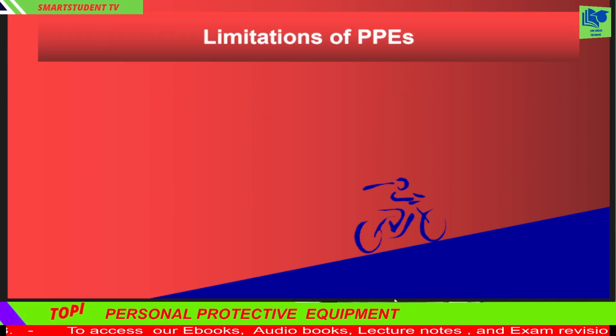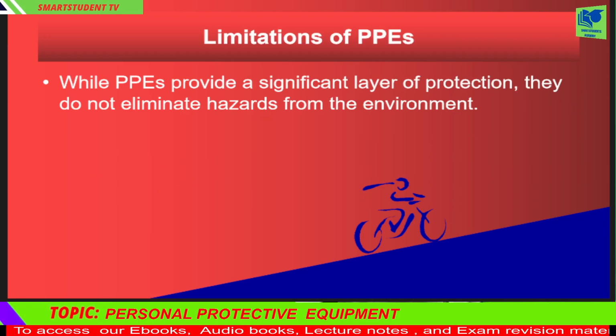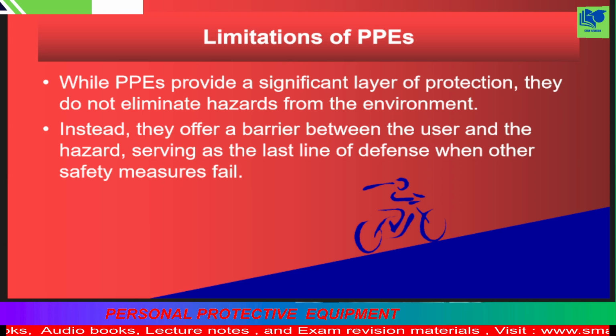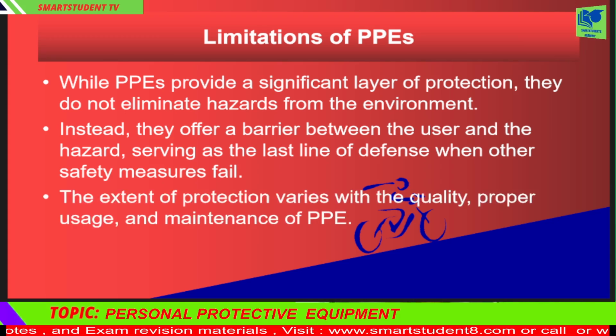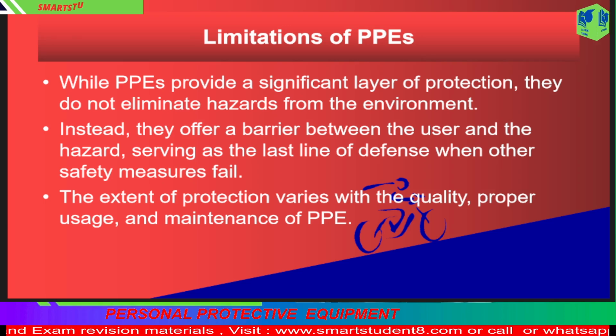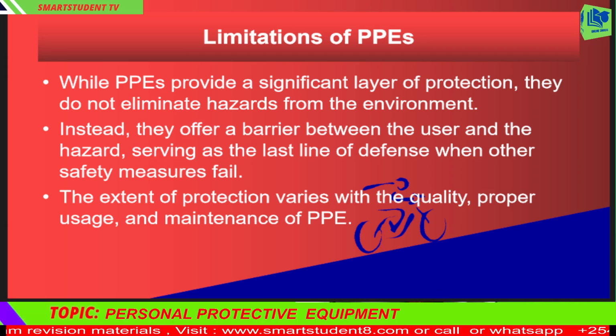However, it is important to understand that while PPEs provide a significant layer of protection, they do not eliminate hazards from the environment. Instead, they offer a barrier between the user and the hazard, serving as the last line of defense when other safety measures fail. The extent of protection varies with the quality, proper usage, and maintenance of PPE. Misuse or reliance on PPE without addressing the primary hazard can lead to accidents. PPEs are just part of a broader spectrum of hazard control methods.